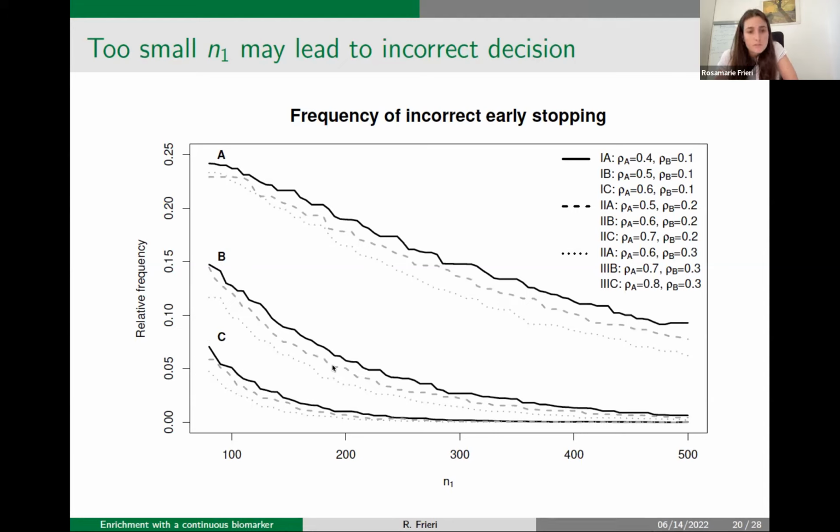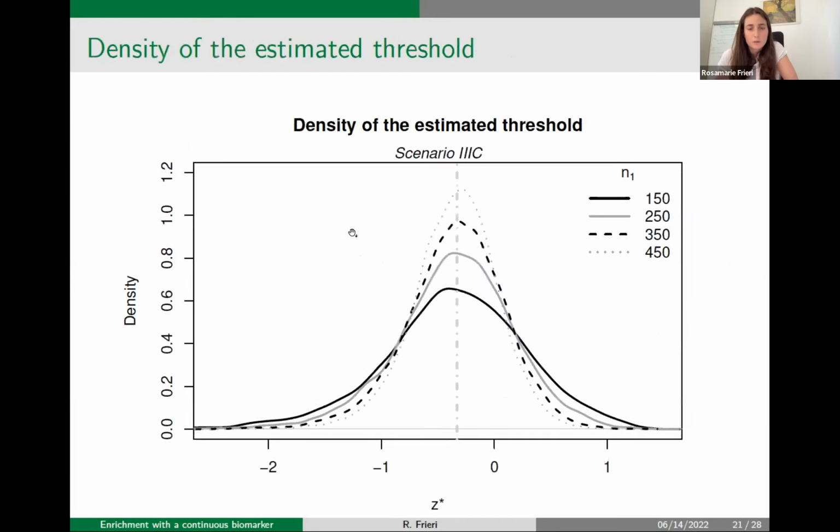And you can also observe a within group effect. So as the biomarker becomes more prognostic, and so as the magnitude of the rhos increases, this probability decreases too. So very briefly, before I conclude, this is the density of the estimated threshold for increasing N1. And you can see that as it becomes larger, the density tends to be more and more concentrated around the true value, that is the vertical line.